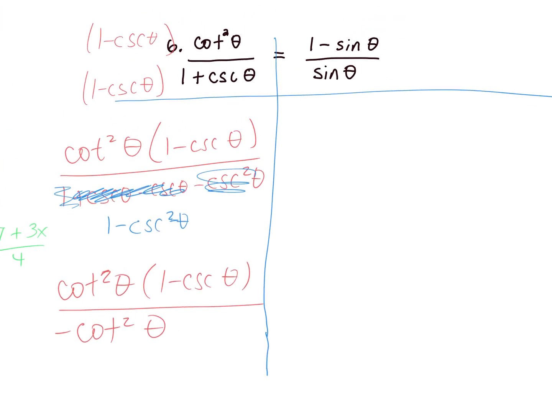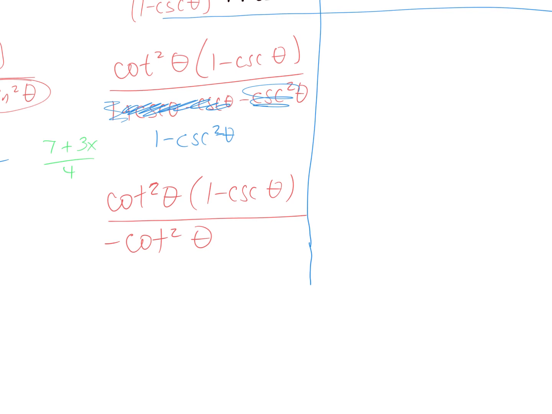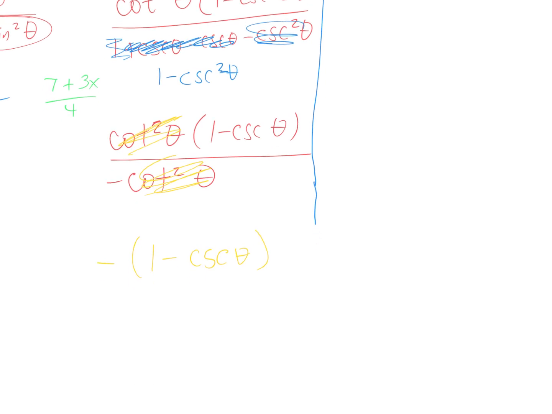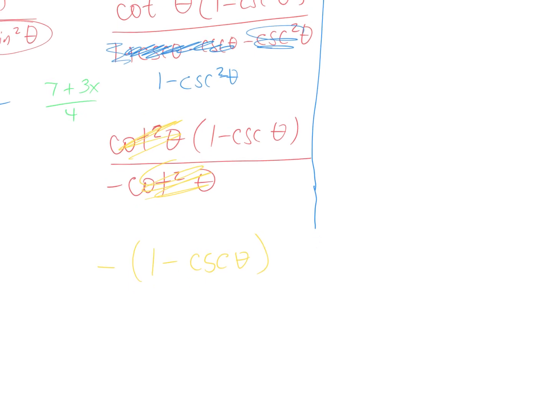All right, we're not there yet, but we're getting there. Now we can simplify a little bit, can't we? What can we cross out? The cotangents. Does the negative go anywhere? No, it's still negative, and then 1 minus cosecant. Can I rewrite that so that the negative's not outside the parenthesis? Negative 1 plus cosecant theta.